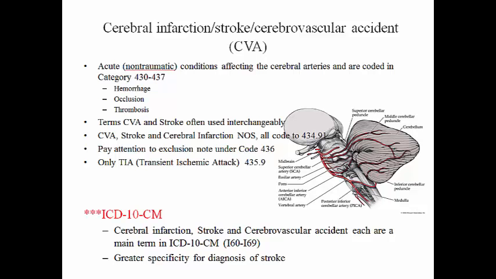If documentation only supports transient ischemic attack or TIA, and there's no clinical evidence of a true stroke, then the code 435.9 would be coded. In ICD-10-CM, these are coded to I-60 to I-69, and there's greater specificity in ICD-10 for the diagnosis of stroke.